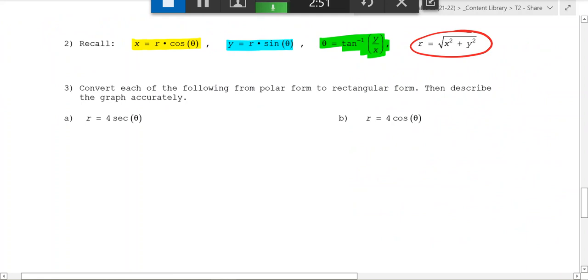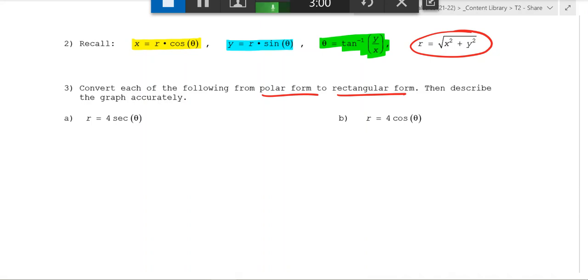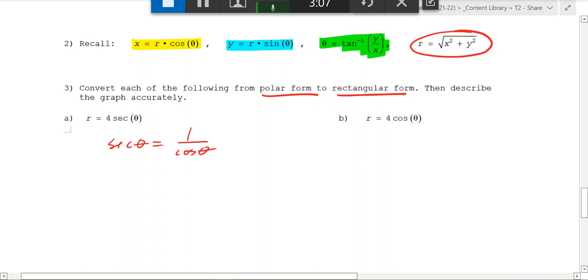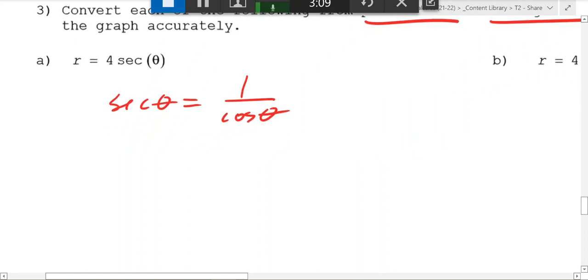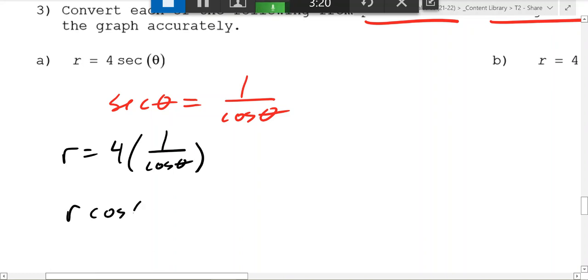So we're going to convert the following from polar to rectangular form. How are we going to do that? We're converting functions here. First of all, we need to remember that secant of theta is equal to 1 over cosine theta. That's just the definition of our trig functions. So now we know that r is equal to 4 times 1 over cosine theta. Multiply both sides by cosine, and what do you get? You get r cosine theta is equal to 4.